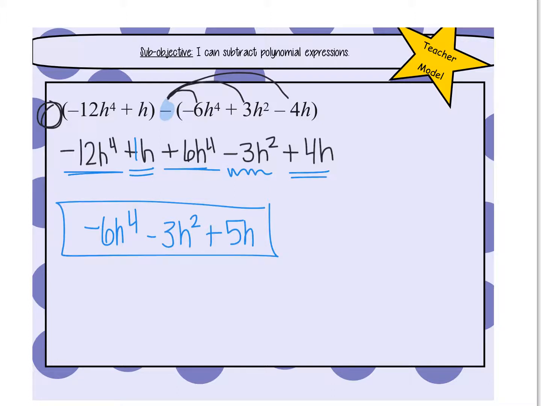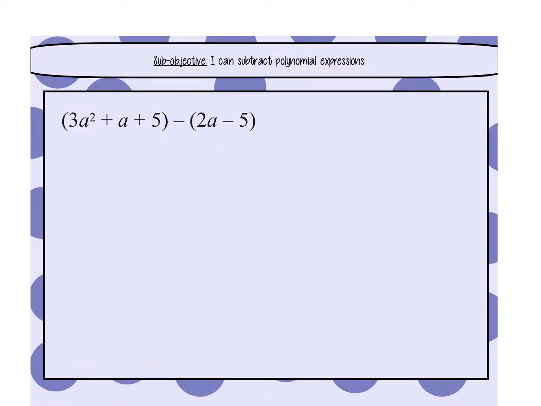So go ahead and have an interaction with this problem. What questions do you have? Where are you confused? What things do you need to remember? Most of you are going to want to write down, be sure to distribute that negative, because that changes everything. All right, go ahead and try this example on your own.